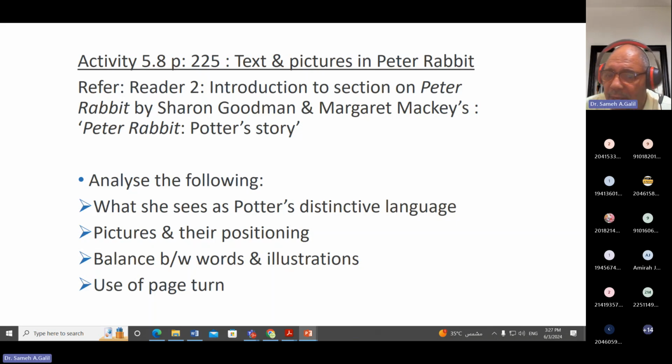And then we have Sharon Goodman. And she has a section on, of course, the tale of Peter Rabbit, and like we said, Margaret Mackey's Peter Rabbit Potter story, and they analyze a number of things. They look at the language, the distinctive language of Potter. They look at the pictures and their positioning. They look at the balance and how it is maintained between words and illustrations. They also look at the page turners.